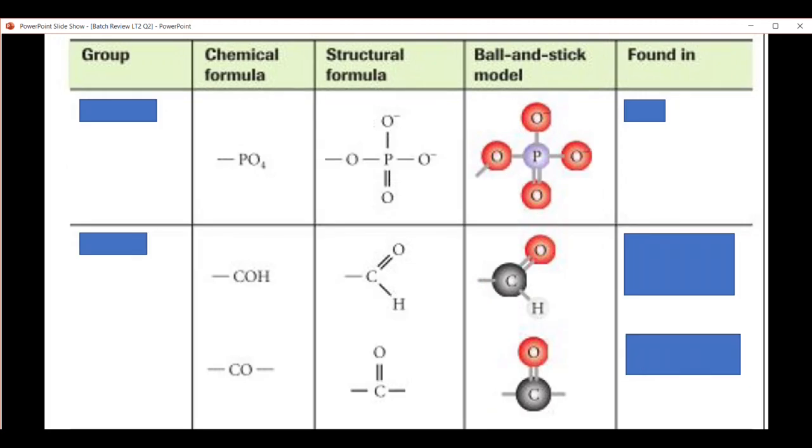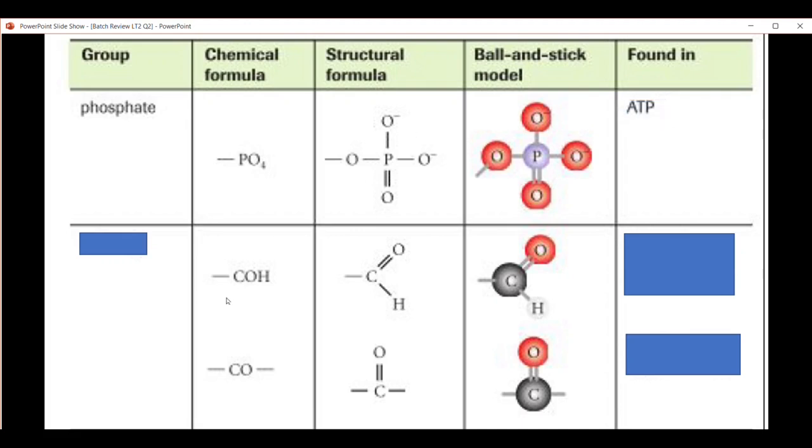Last two sets of functional group would be PO4, wherein the four oxygens would be covalently bonded to phosphate, and one of the oxygen will be a double bond. So what do you call this group? Of course, you have a clue. It's letter P. It would be phosphate, and you can find this in the energy currency of the cell. You can find that in ATP.